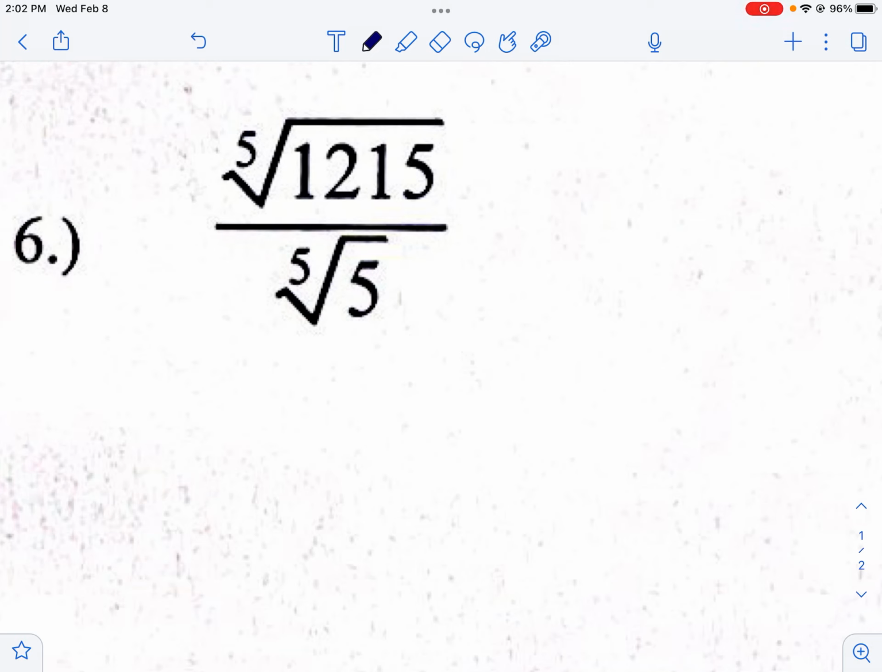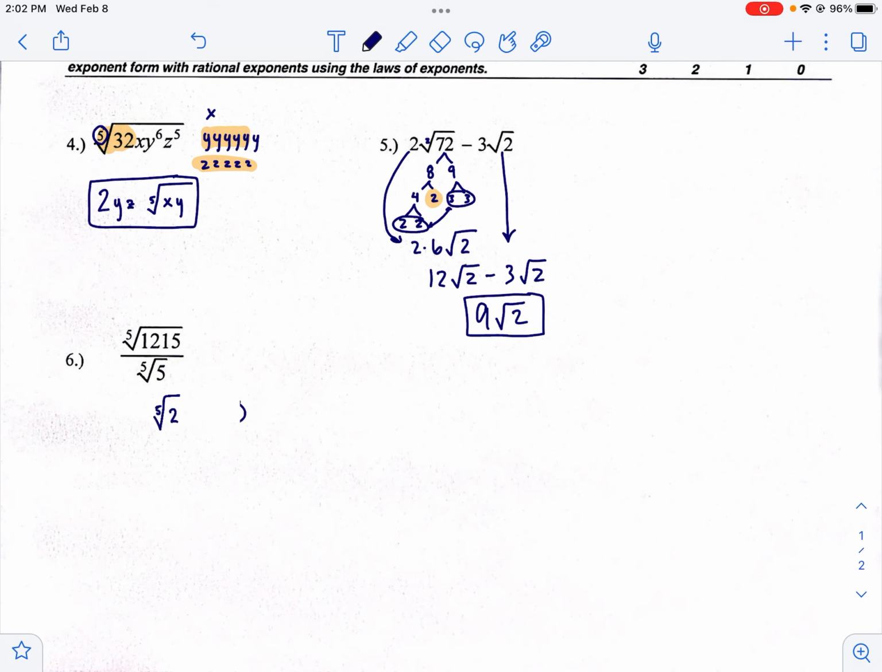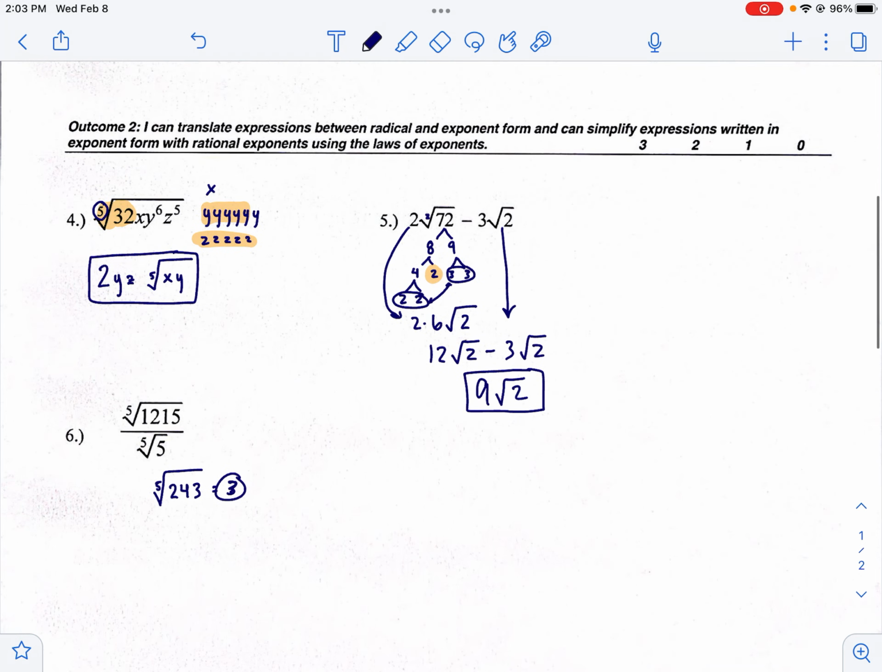1215 divided by 5 ended up being 243. So it's the 5th root of 243. And then from there, that was just 3. That's a 3. And so most people got that one correct. It was numbers 4 and 5. So hopefully after doing 4 and 5 and you take the similar problems on today's quiz, we'll get mastery of outcome 2.